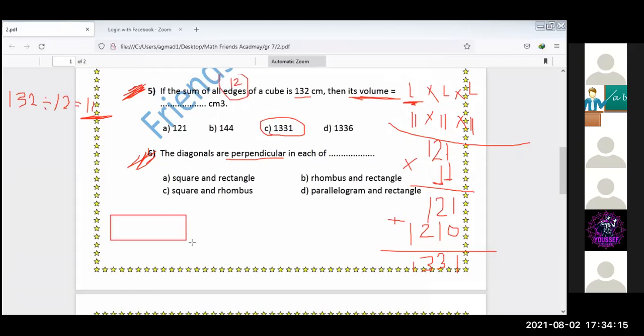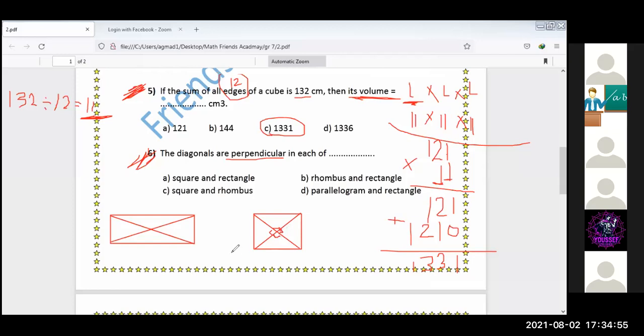If I draw something like rectangle or square like this, the 2 line segments from the vertex to the other vertex, the opposite vertex, this is called the diagonal. And here also we have another diagonal. The square, we have also 2 diagonals from the vertex to the opposite vertex, and here like this. The question is, the diagonals are perpendicular. What's the meaning of perpendicular? Make 4 right angles like this.